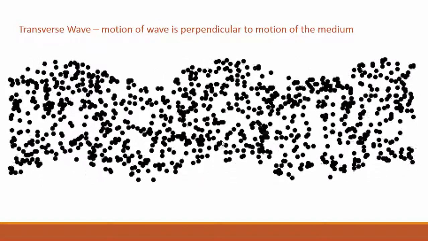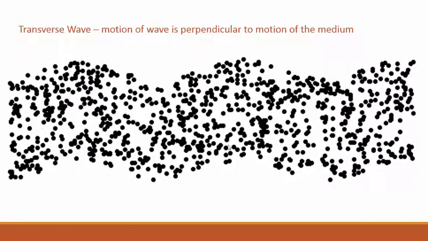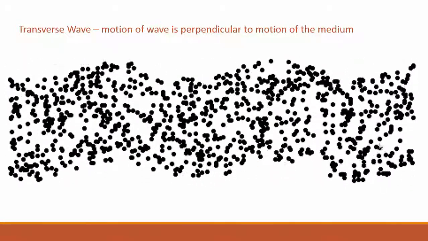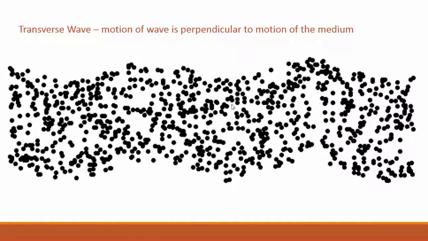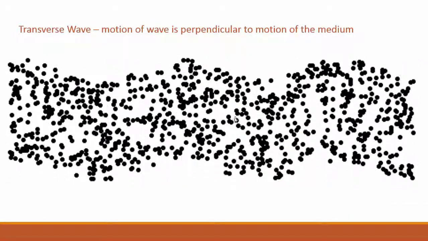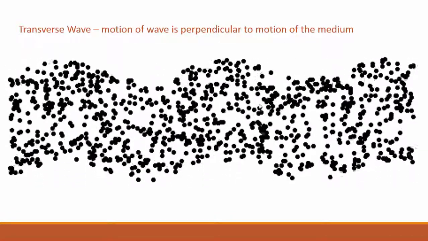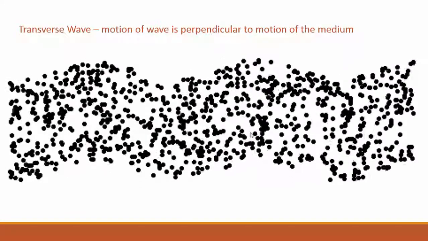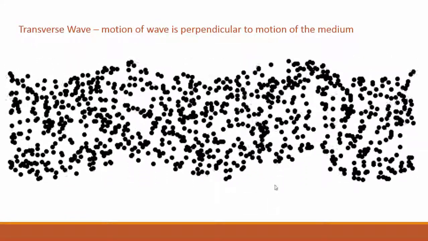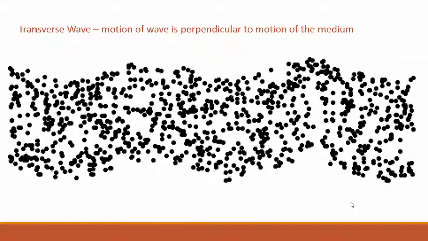Another point here is if you look at the medium, it doesn't get transported anywhere. You have a net displacement of 0, right? It's just oscillating back and forth. So waves do not transport the medium from one location to another. It just transports the energy from one location to another. All right, so this is one type.